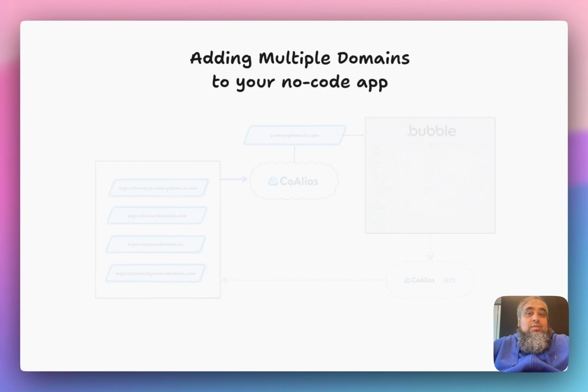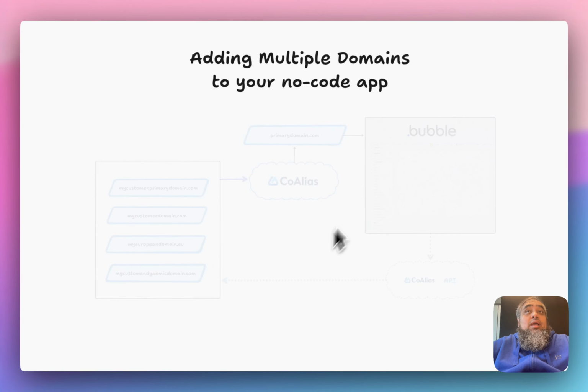In this video, I'll explain how you can connect multiple domains to your no-code app. For this example, we will use Bubble, but you can of course also use Weweb, Flutterflow, or any of the other no-code apps. Let's get started.